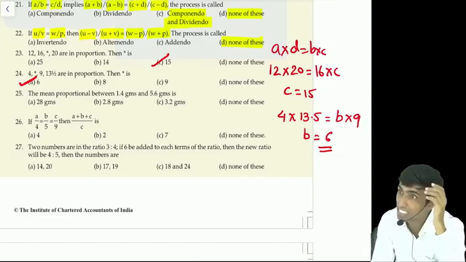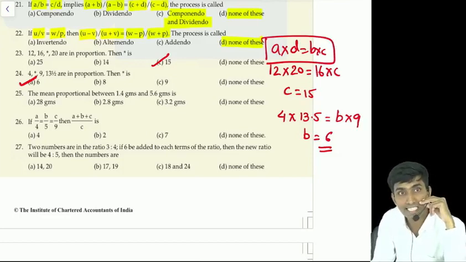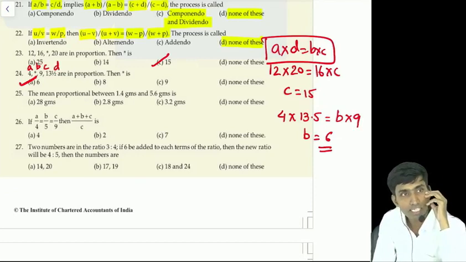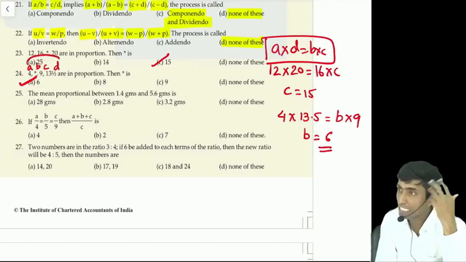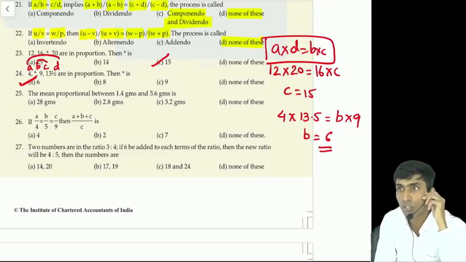Are you understanding this? A into D is equals to B into C. Correct now? So this first number is what? A. Second asterisk is what? B. Third number is what? C. Fourth is what? D. Simple. Understood? A multiplied by D is equals to B multiplied by C. Simple now? Yes or no?